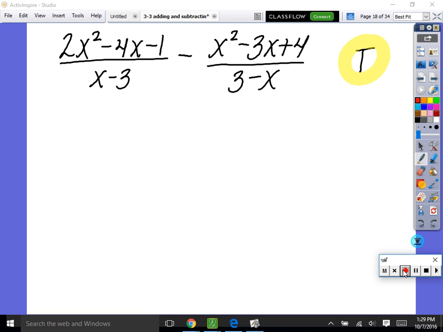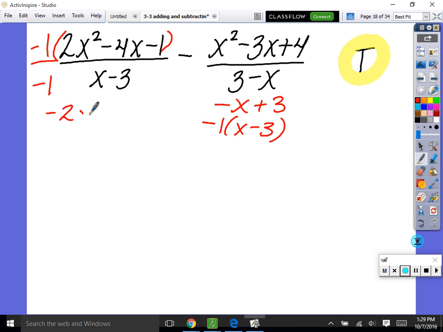So don't we need to rewrite this though as negative x plus 3? So that's negative 1 times x minus 3. So are we multiplying this one by negative 1 over negative 1? So that would be parentheses negative 2x squared plus 4x plus 1. Did I make any errors yet? Okay, so then over here we don't need to multiply by anything, correct?